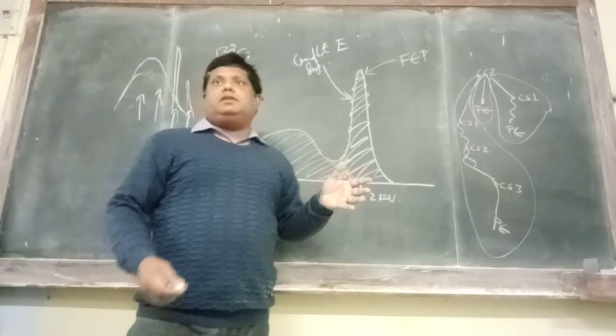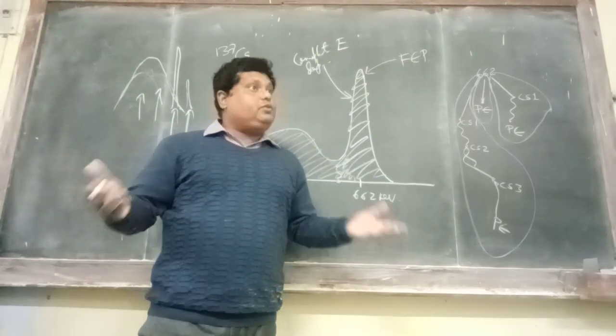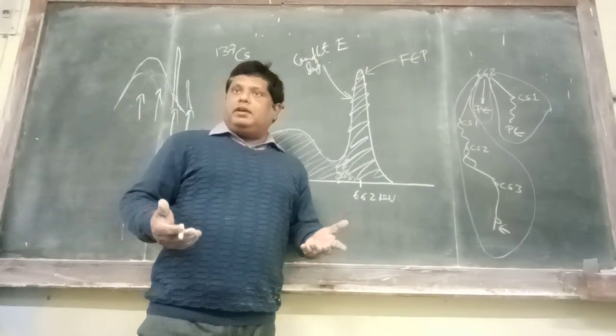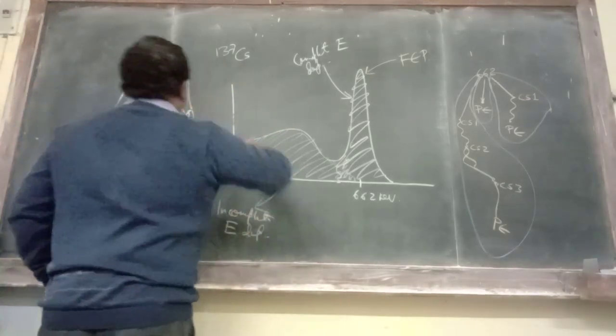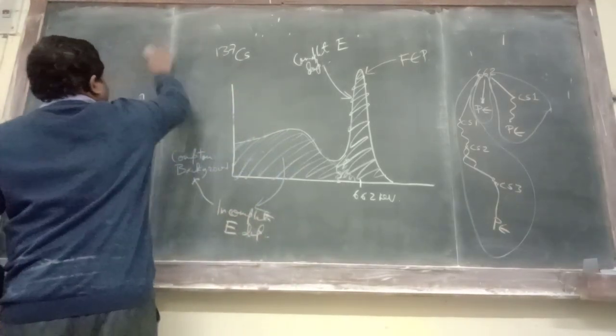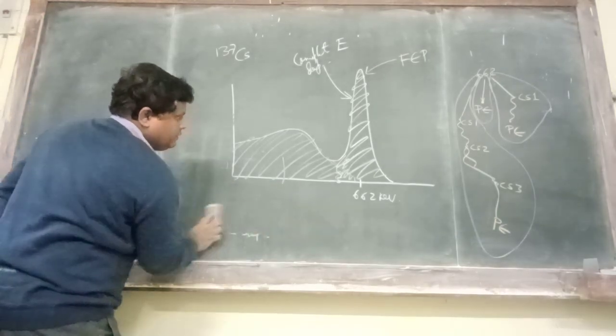But in real experiments there are so many gamma rays because of so many nuclei which are de-exciting during a nuclear reaction. Okay, fine.